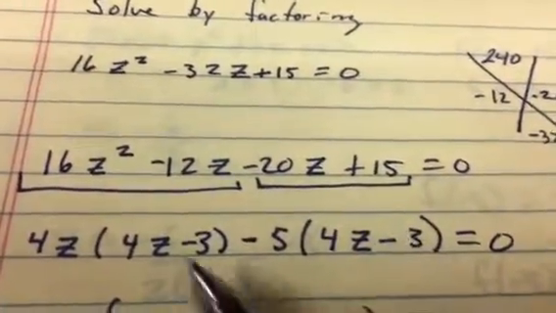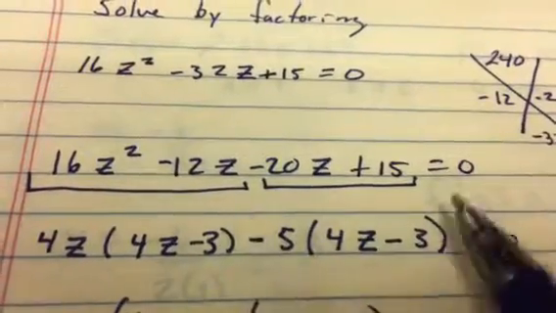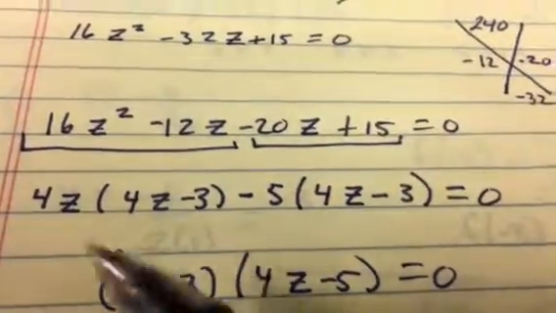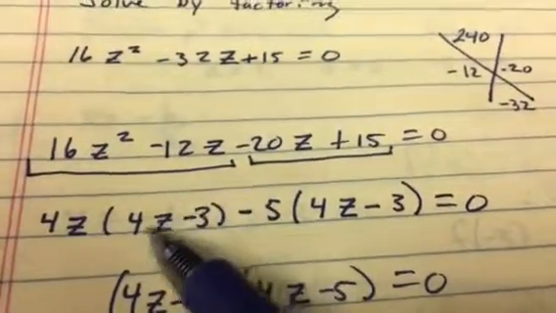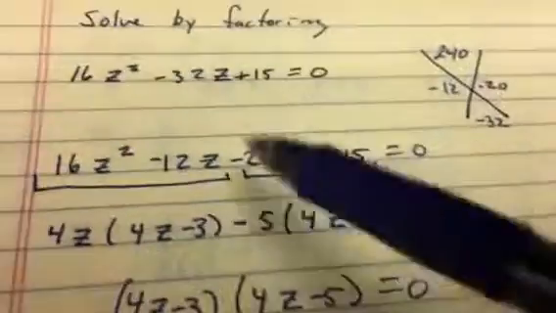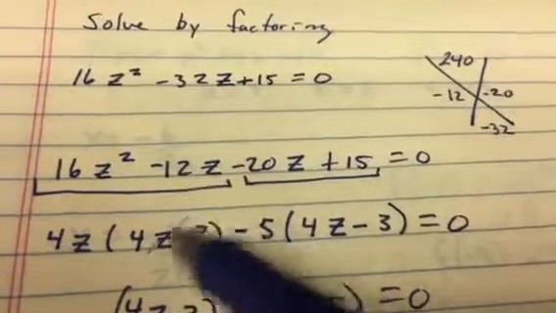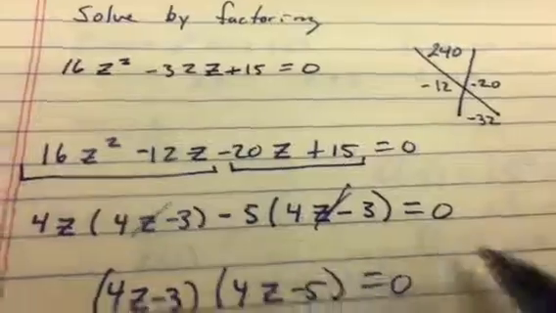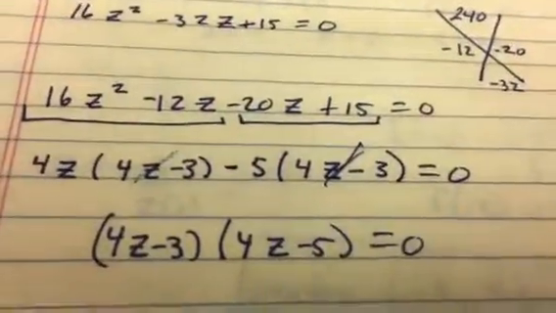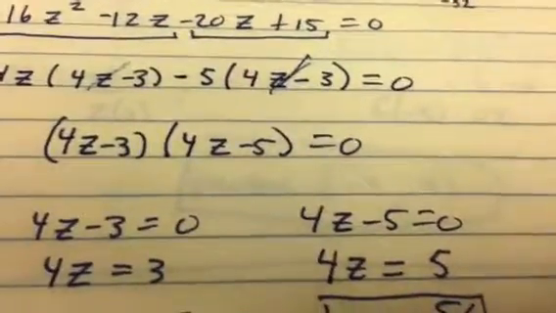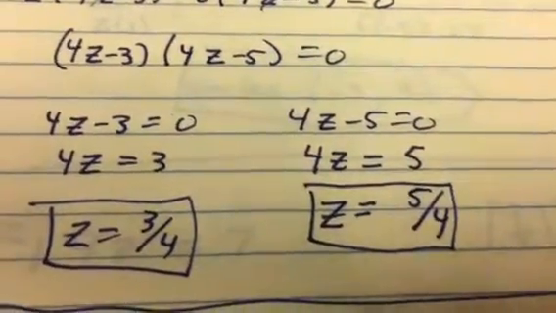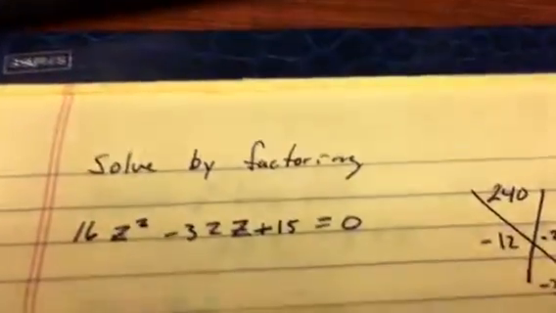Now what I'm going to do is take out the 4z minus 3. I'm going to cross it out. This is gone, and this is gone. So all that's left is 4z minus 5 for the next parenthesis. Then I'm going to set each of those equal to 0 and solve, and I get my solutions. These would be my solutions to the original equation where it says solve by factoring.